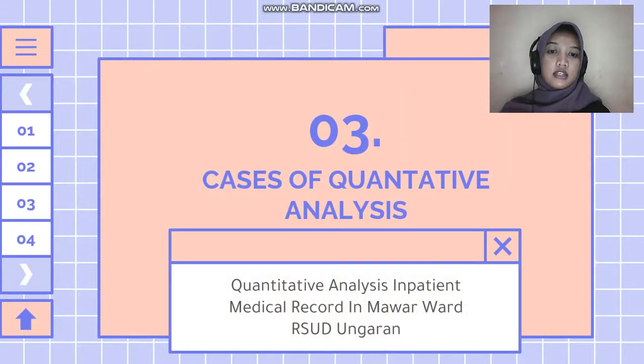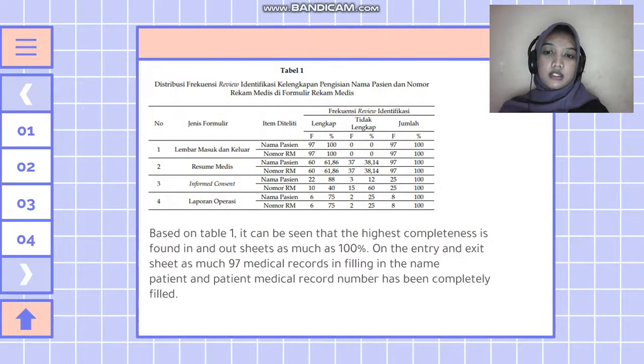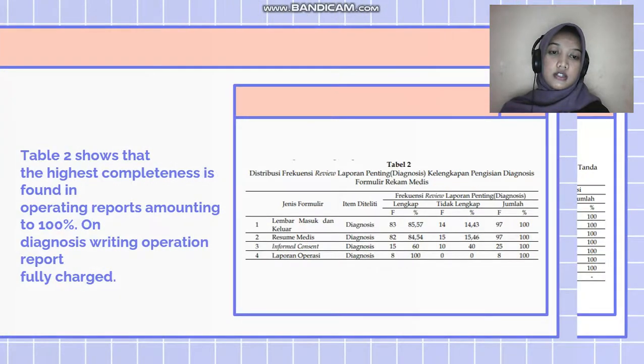So this is the case of quantitative analysis, and I chose the title quantitative analysis in patient medical record and malware word at RCD ignorant. In Table 1, we can see that the highest completeness is found in the in and out sheets, as much as 100%. Table 2 shows the highest completeness is found in operating reports, amounting to 100%.